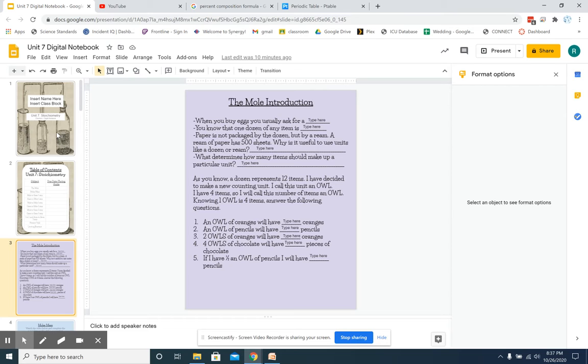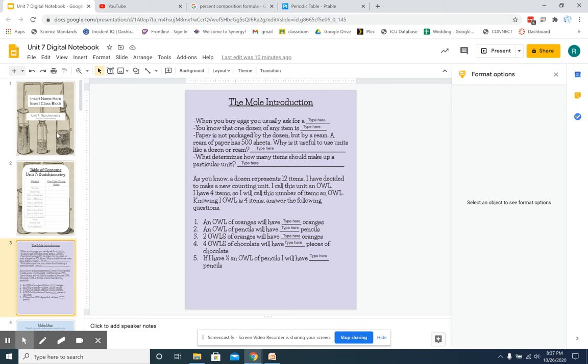But just to kind of give you an idea, if I bought a dozen pieces of paper, that's not going to last me very long. That's 12 sheets of paper. It'll last me maybe a day. If I'm making copies, not even that. So that's why it doesn't come in a dozen. It comes in a ream, 500 sheets. It'll last a little bit longer. So what do you think determines how many items make up a particular unit?